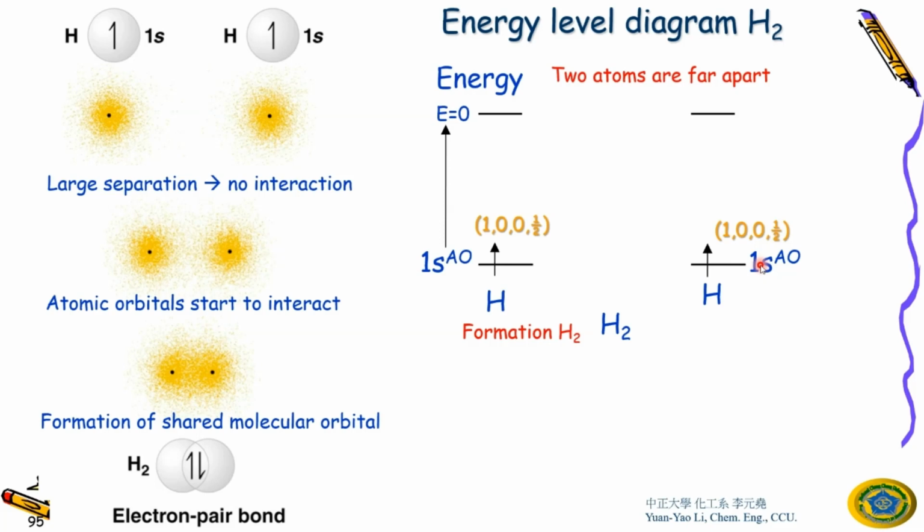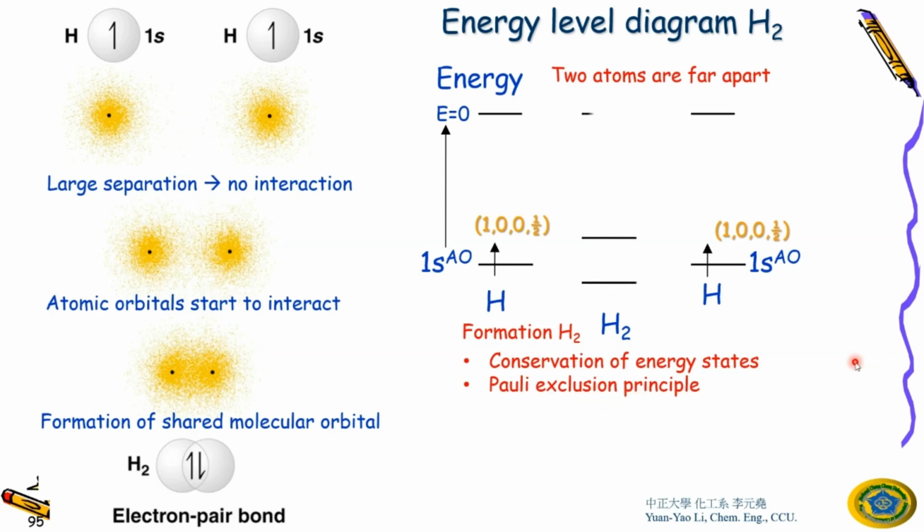Okay, the second rule is that once you have two energy states, how are you going to put the electrons into these molecular energy states? You have to follow the Pauli principle. So conservation of energy states, and then the Pauli exclusion principle. Let's show two energy states here. The energy has to be balanced with this one, right? So one will be on the top, one will be on the bottom.